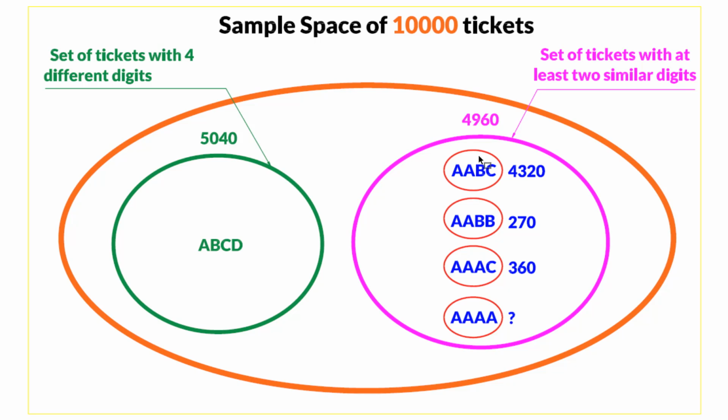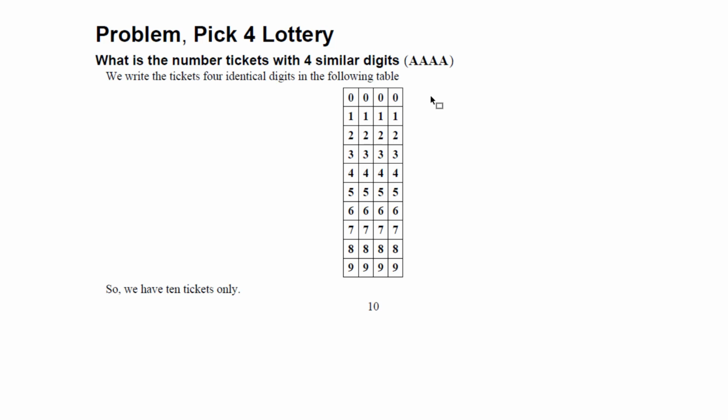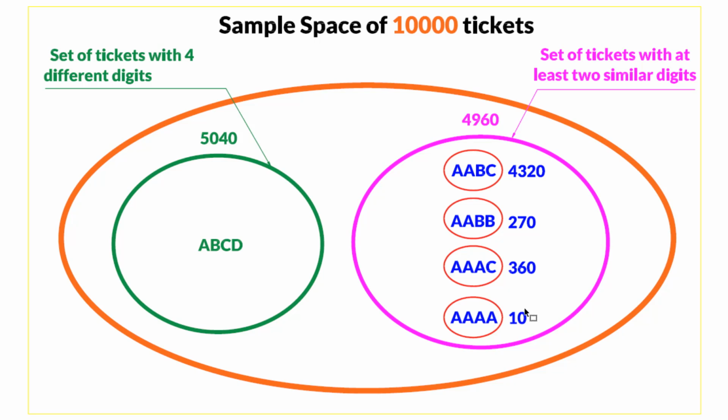Now we can add to our subgroup the number 360 for the tickets in the form AAAB. Now, what is the number of tickets with 4 similar digits such as AAAA? So this is very easy to be found. They are 10 tickets. So now we can find the last unknown in this subgroup, which is 10 here. And now everything is known, and we can find the probability of this event, which is more probable and which is less probable.